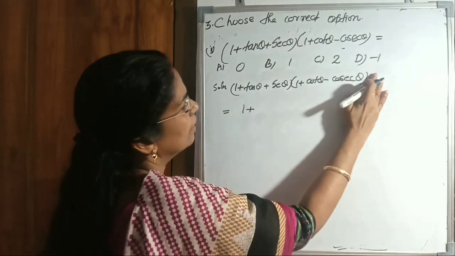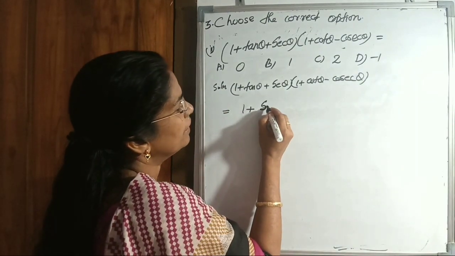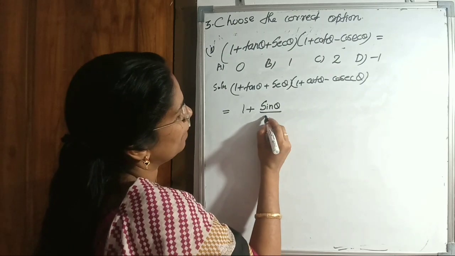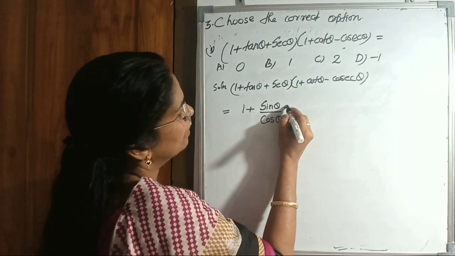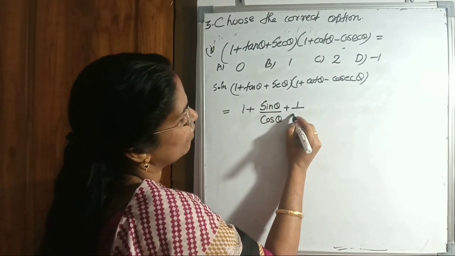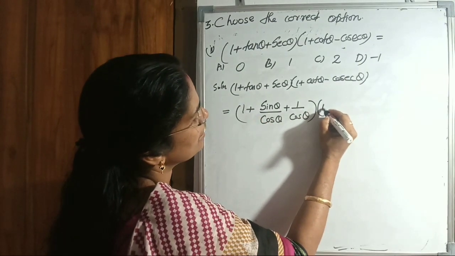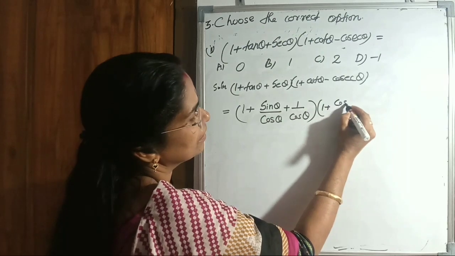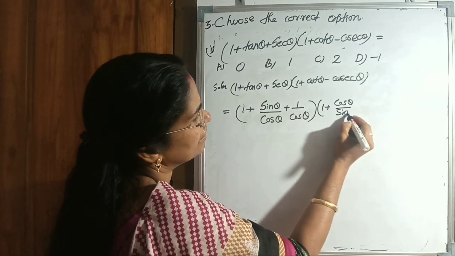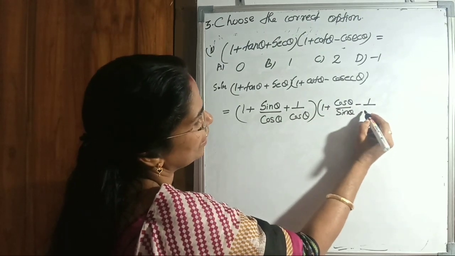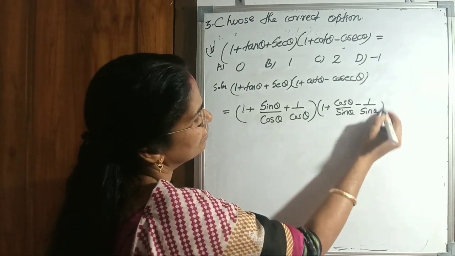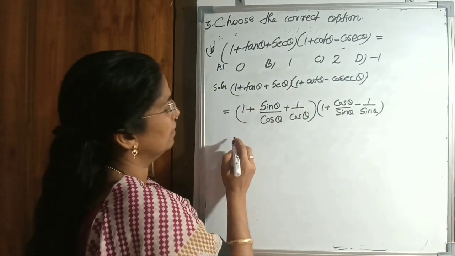Tan theta, in terms of sin and cos, is sin theta by cos theta. Sec theta in terms of cos is 1 by cos theta. And in the next term, 1 plus cot theta, cot theta is cos theta by sin theta, and cosec theta is 1 by sin theta. This is the relation we applied here.